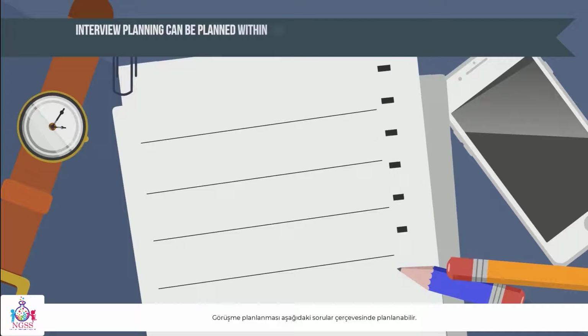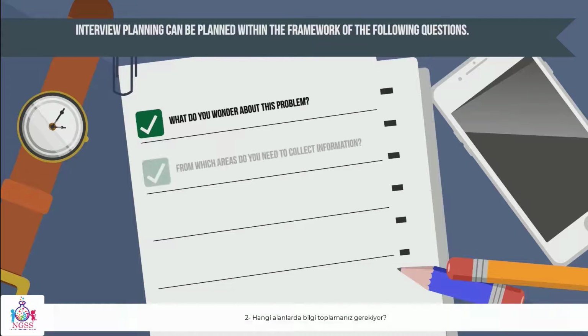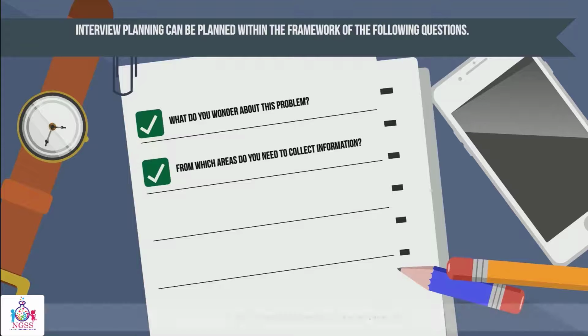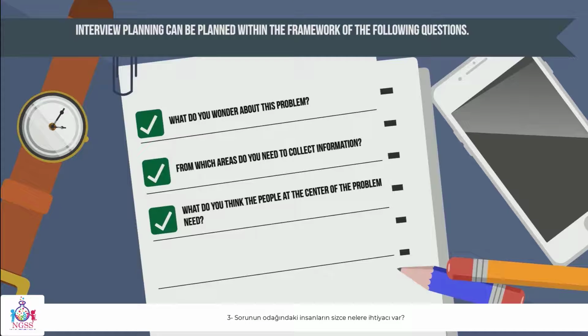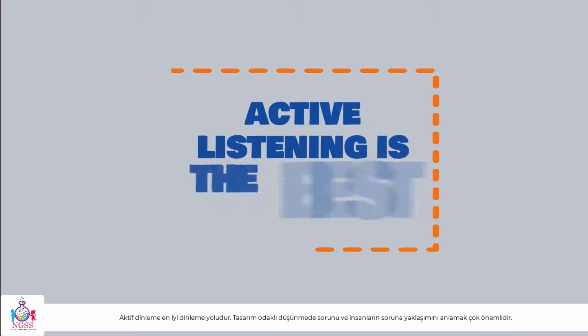Interview planning can be done within the framework of the following questions. Number 1, what do you wonder about this problem? Number 2, from which areas do you need to collect information? Number 3, what do you think the people at the center of the problem need? And number 4, what are the obstacles to overcome this problem? Active listening is the best way to listen.